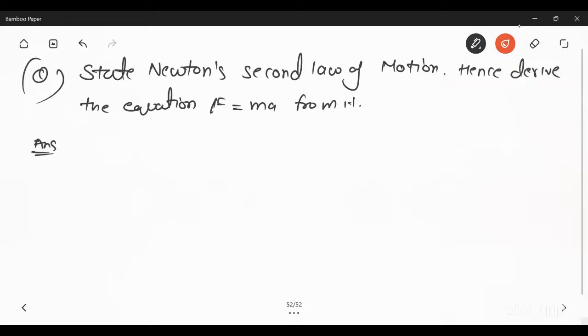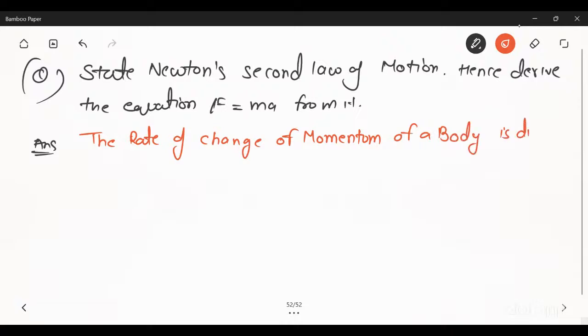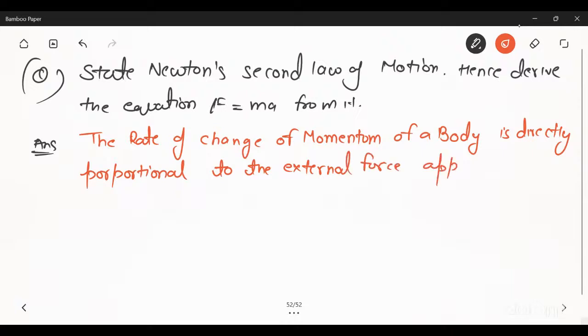Newton's second law of motion states that the rate of change of linear momentum of a body is directly proportional to the external force applied on the body. So the force is directly proportional to dp by dt.